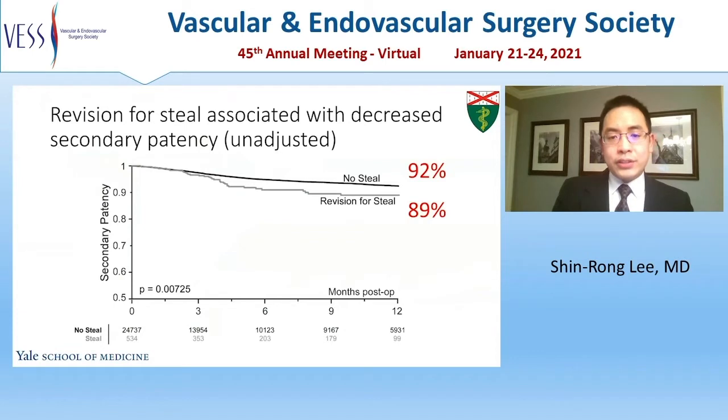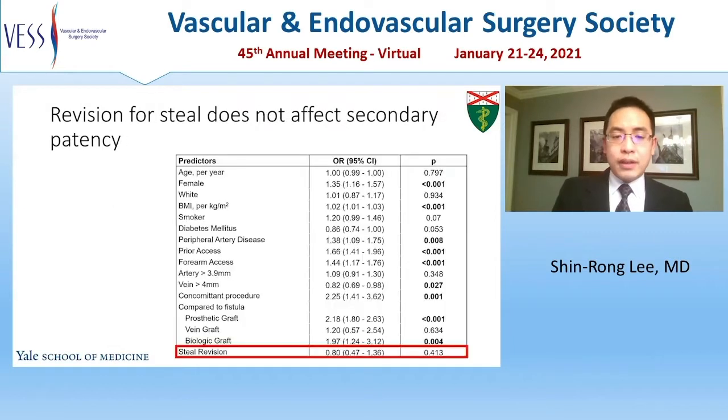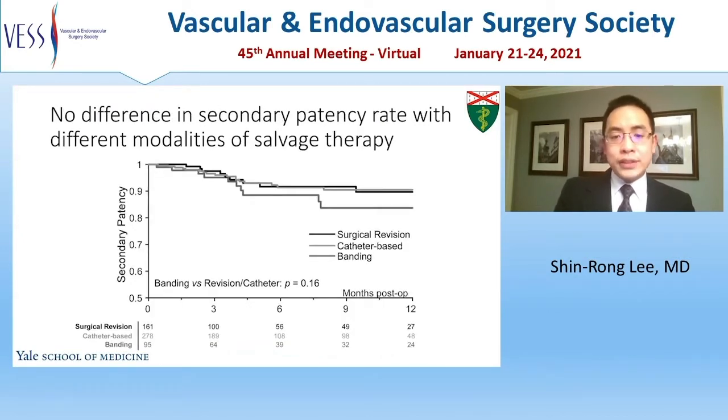Excluding access ligations, reintervention for steal was associated with a slight decrease in 1-year secondary patency rates. However, after we adjusted for case mix using Cox multivariable regression, we find that reintervention for steal actually was not associated with increased risk of access failure. In addition, we found no statistical difference in patency rates between the various modes of reintervention, although banding did trend towards lower patency rates.